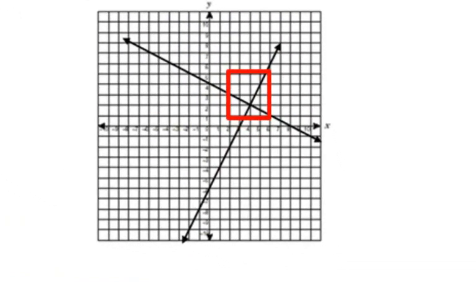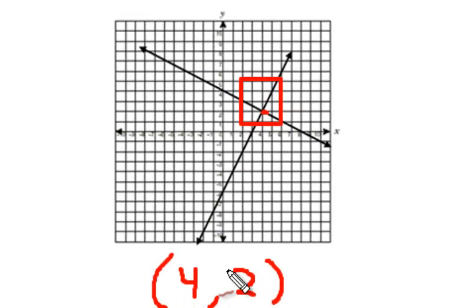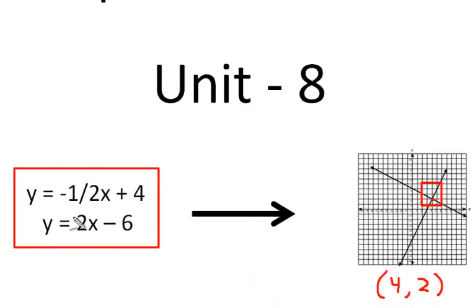So what that means is that the x value for the point of intersection will give us the same y value for both equations. In this case, the x value of 4 gave us the same y value of 2. And if we plug this point into both equations, they would both hold true.